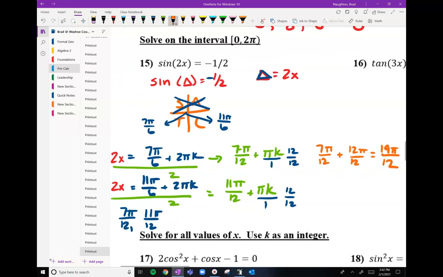Okay, so that's an answer. Let's write that down. 19 pi over 12, and then same thing here. So 11 pi over 12 plus 12 pi over 12. And so that's going to go ahead and give me 23 pi over 12. And we can clearly see that if we do one more, we're going to be way too much. So I'm going to stop right there.